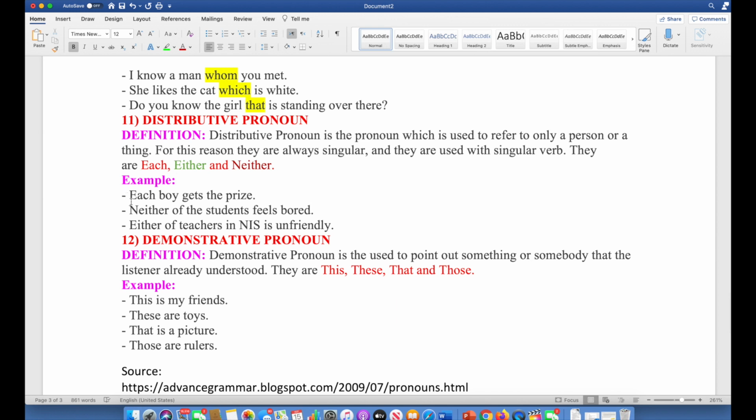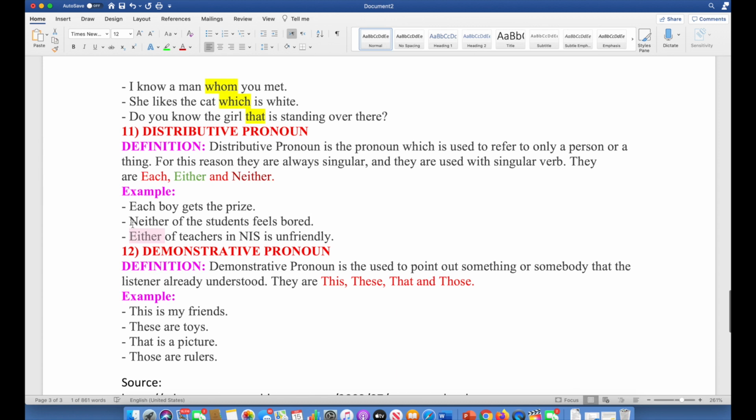So, each boy gets the prize. Each means every single one. Neither of the students feels bored. Neither, like, not this one or this one. Either of the teachers in NIS is unfriendly. So either, again, is our distributive pronoun. We're using distributive because it distributes either this one or this one. Like there are options, different options.